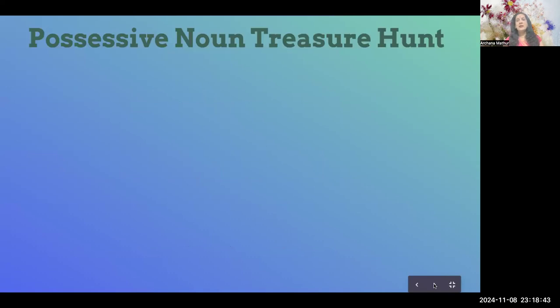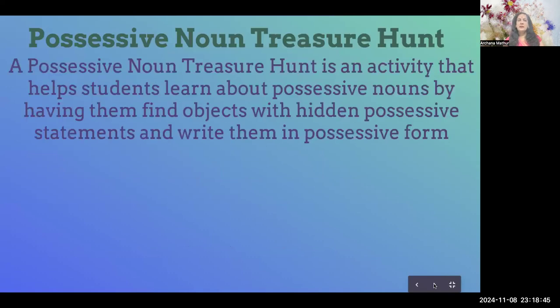A possessive noun treasure hunt is an activity which helps students to learn about possessive nouns by having them find objects. The teachers make the students find objects with hidden possessive statements, and then the students have to write them in possessive form. I'll elaborate on this. Now, how does it work?